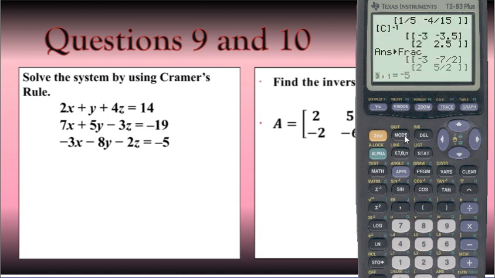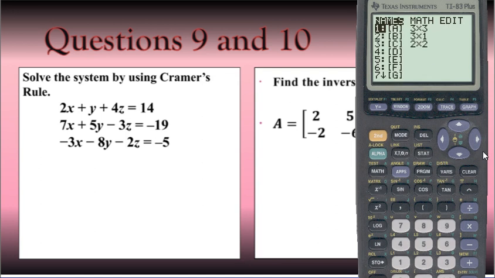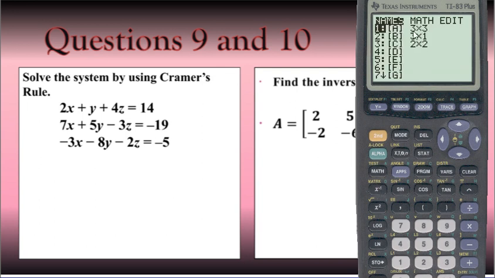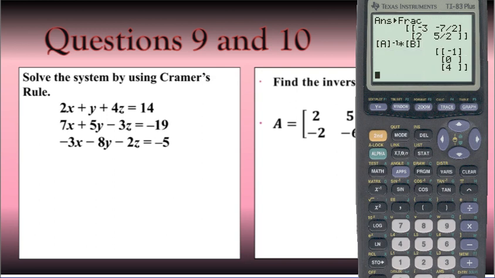So by hitting second mode, and then I gotta go back into the matrix, second matrix. I'm choosing number 1. And then I'm going to use the inverse, which is the x to the negative first button, times second matrix, my 3x1, which is number 2. And then if I hit enter, we see my solutions. x is negative 1, y is 0, and z is 4.